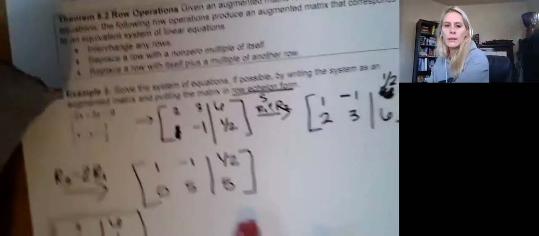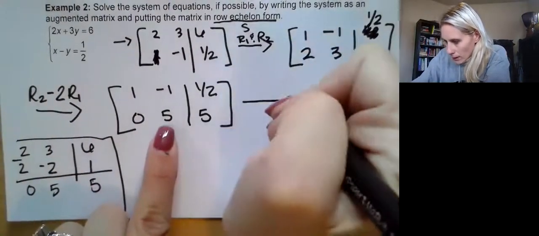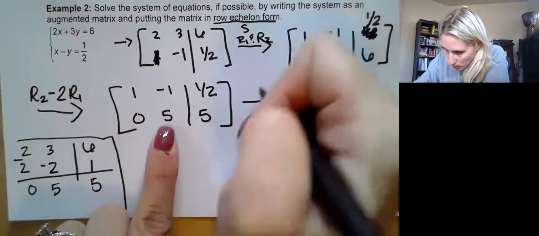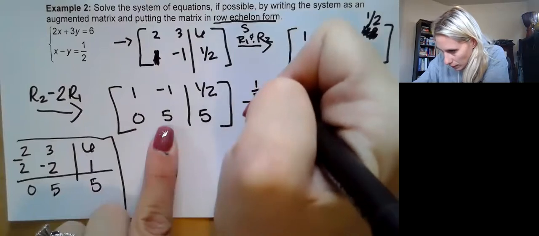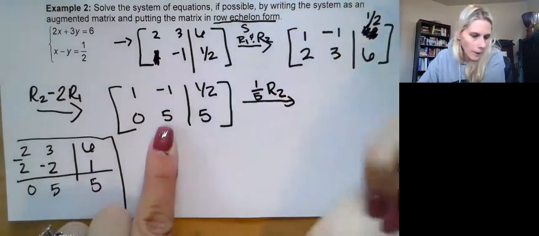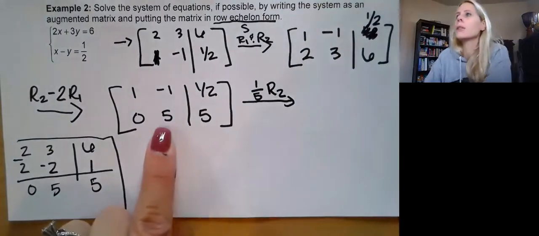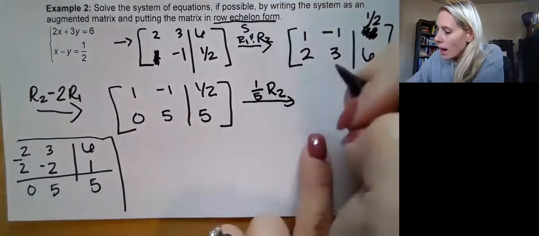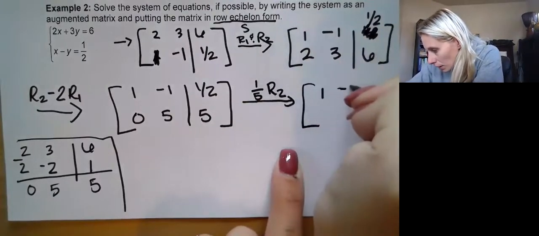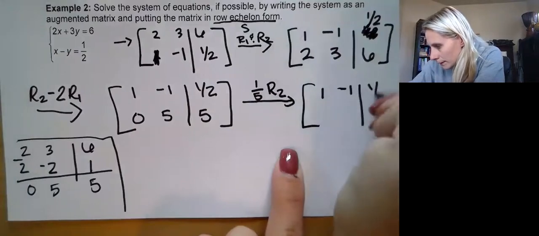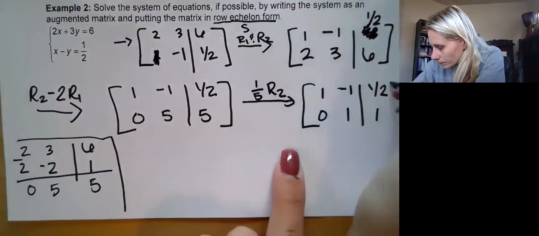Oh, sorry, guys. I need 1 in that spot. So what am I going to do? I'm going to multiply row 2 by 1/5. I mean, you can think of it as division, guys, but remember with matrices, usually we want to think of multiplication. I'm not going to do my side work for that because you guys should be able to do that in your head. So that gives me 0, 1, and 1.